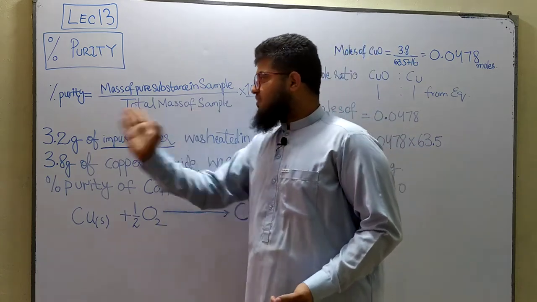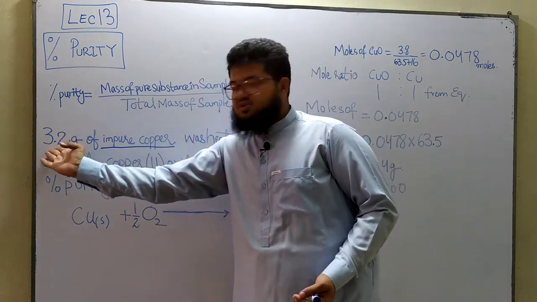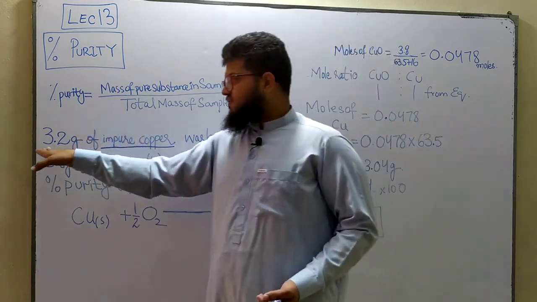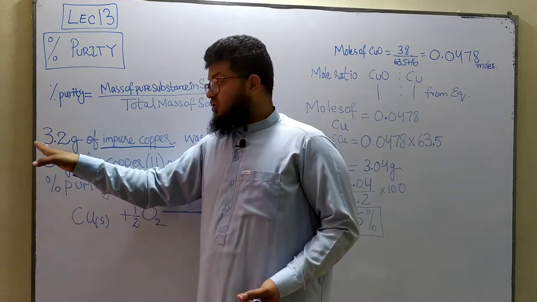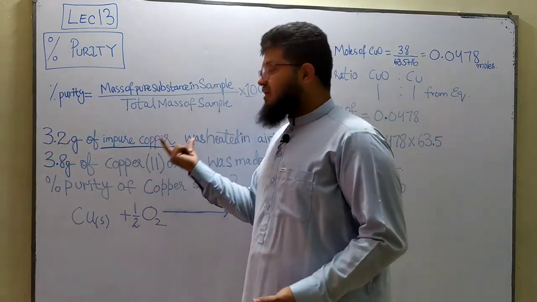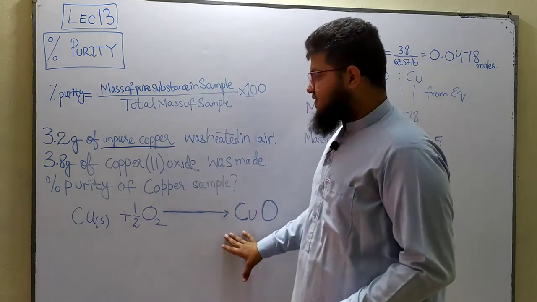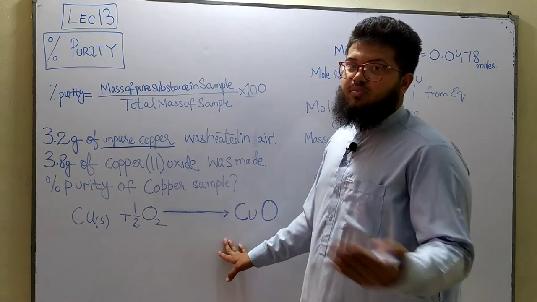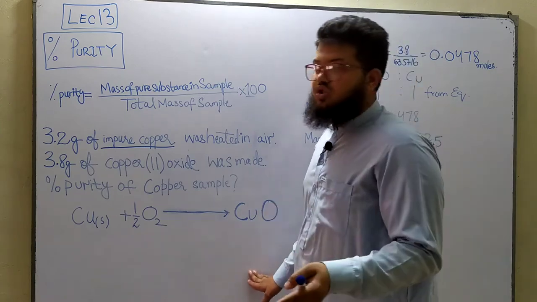First step is to find out the mass of the copper. Then we already have the mass of the sample, which is the 3.2 grams, not the 3.8 grams. Okay, that's the mass of the product. We already have the mass of the sample, 3.2 grams. All we need to do is just find out the mass of pure copper. So for that we are going to use moles and mole ratios, that is known as stoichiometry. Remember, you've done the stoichiometry in O levels.